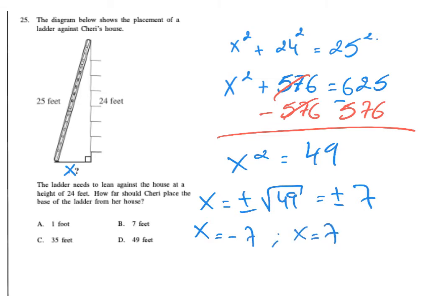We need to pick one answer. Since the distance is always positive, x will be 7, and we're going to delete the -7. So the answer is going to be 7, which is going to be B.